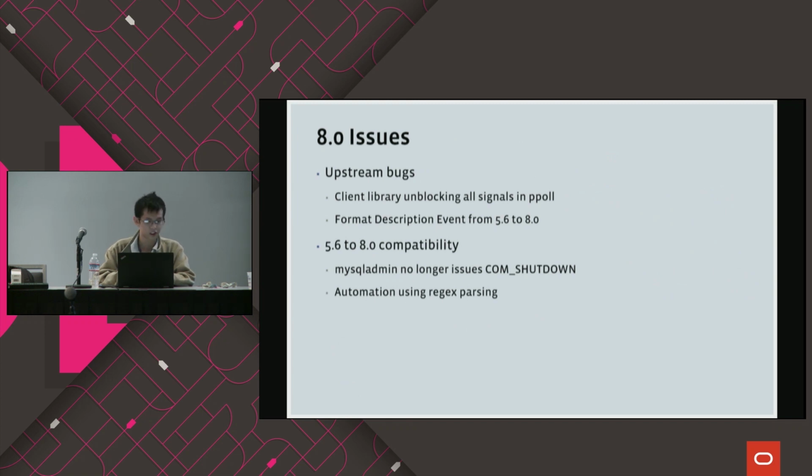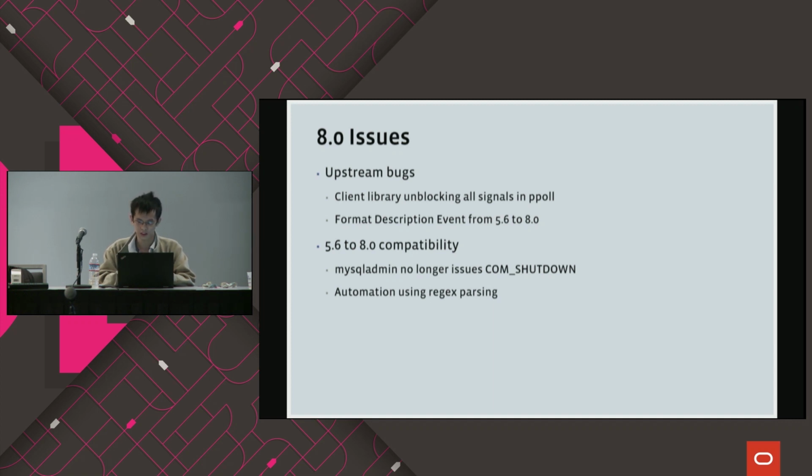Here's a small sample of issues that we've hit while moving to 8.0. We've had a number of upstream bugs. The first one is a bug we found in the client library, and because of the way it was handling signal handlers, it caused issues in client applications. The second one was an example of a bug that we wanted to catch for replication between 5.6 and 8.0. The bug was that the 5.6 and 8.0 binaries were generating events in a way that wasn't understood by each other. Both issues have since been fixed and upstreamed.